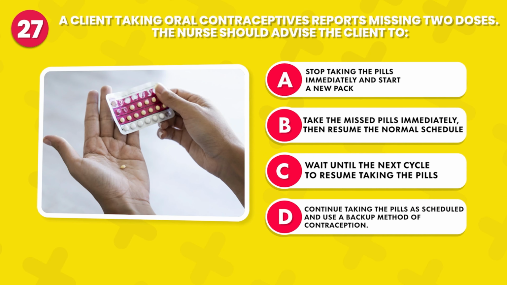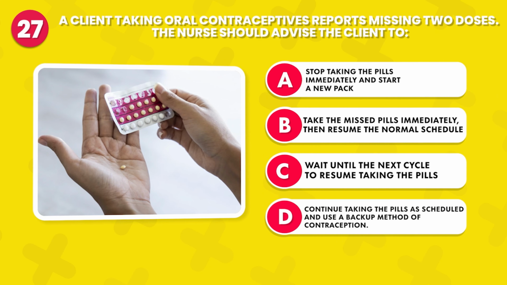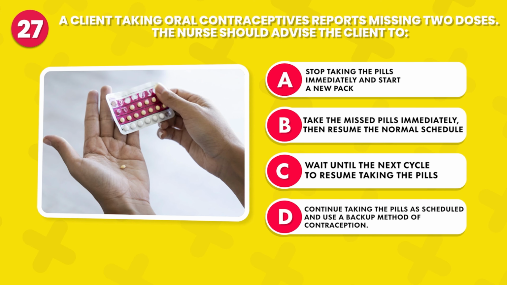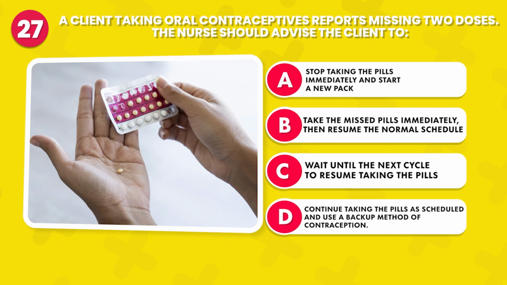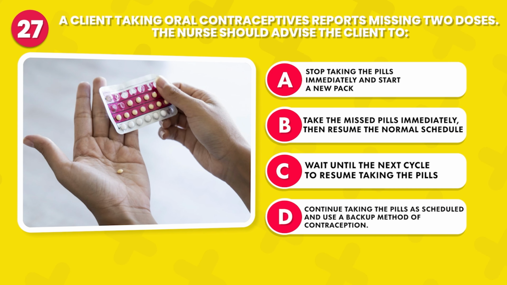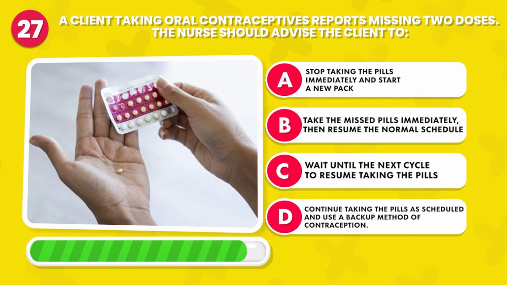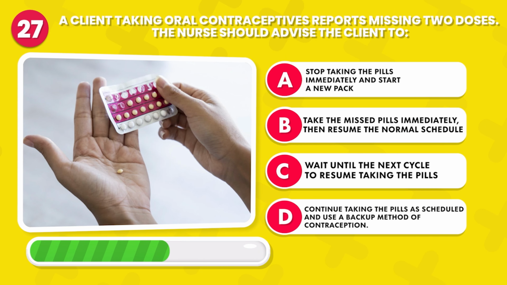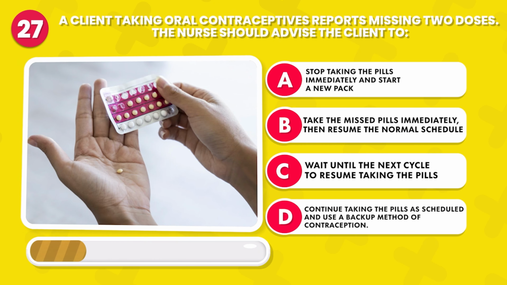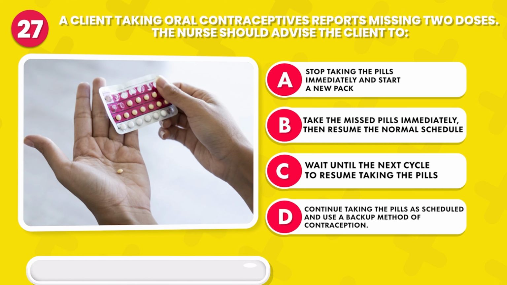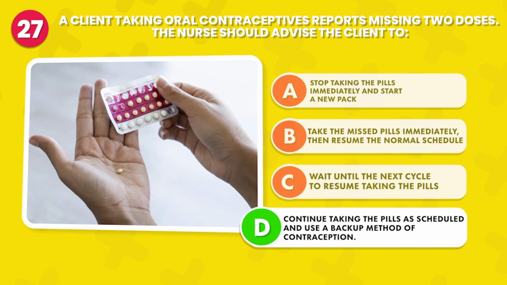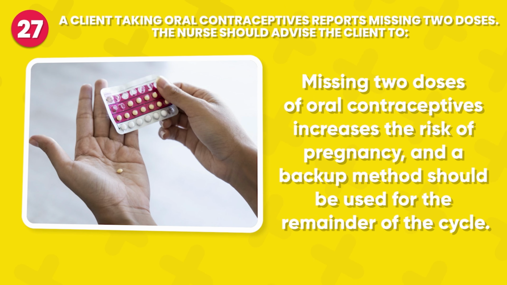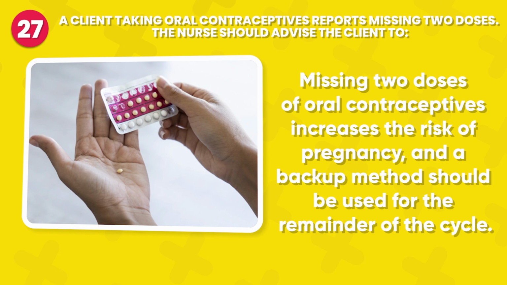A client taking oral contraceptives reports missing 2 doses. The nurse should advise the client to: A. Stop taking the pills immediately and start a new pack. B. Take the missed pills immediately, then resume the normal schedule. C. Wait until the next cycle to resume taking the pills. D. Continue taking the pills as scheduled and use a backup method of contraception. It's D. Missing 2 doses of oral contraceptives increases the risk of pregnancy, and a backup method should be used for the remainder of the cycle.